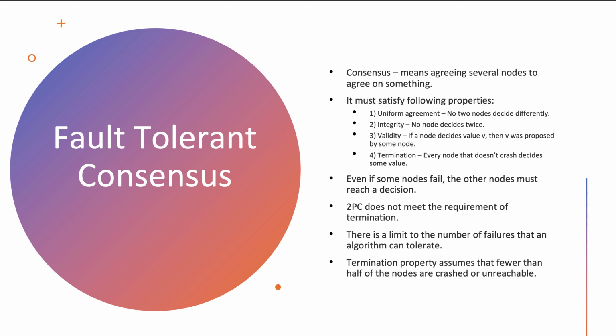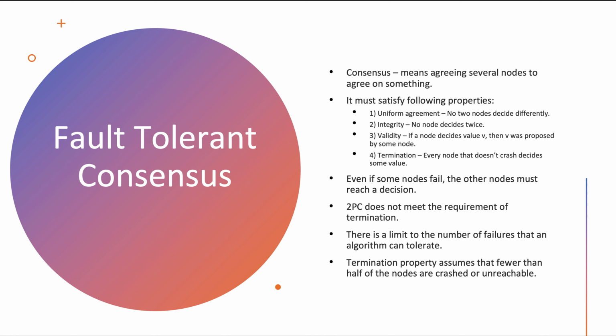The first one, uniform agreement, which means no two nodes decide differently. Second, integrity, which means no node decides twice. Then validity, which means if a node decides some value v, then v was proposed by some other node. And the last, termination, which means that every node that does not crash eventually has to decide some value.